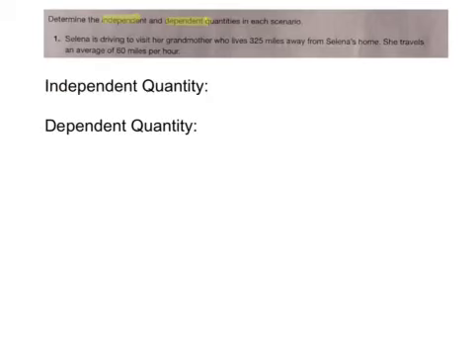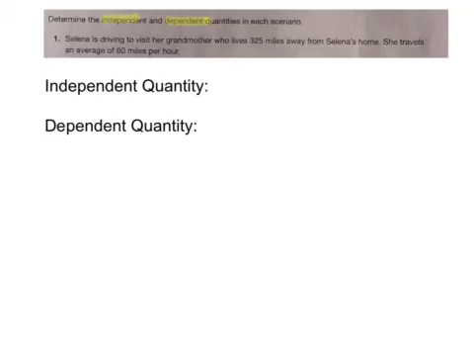When you're asked to find the independent and dependent quantities in a situation, you need to look at the problem and find the two different things that are changing in relationship to each other. If you don't know what the phrases independent quantity and dependent quantity mean, we should probably start there.